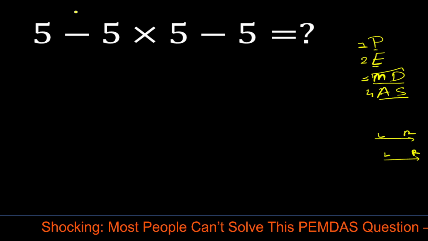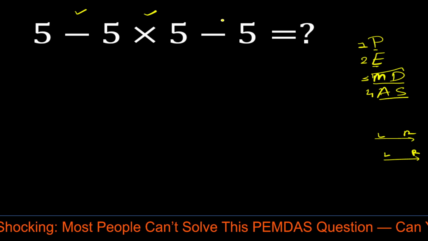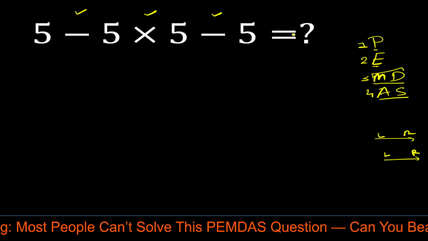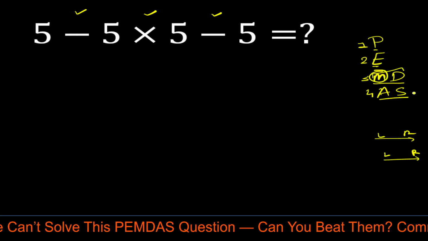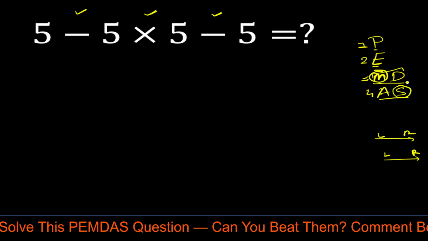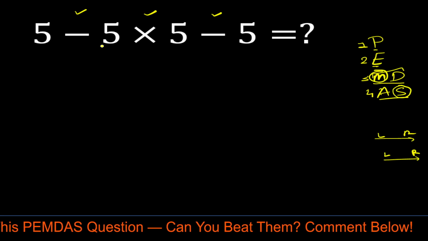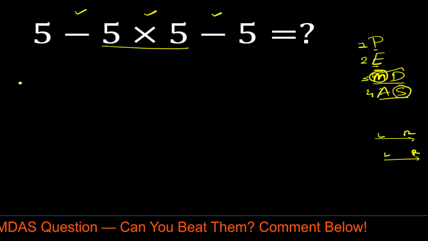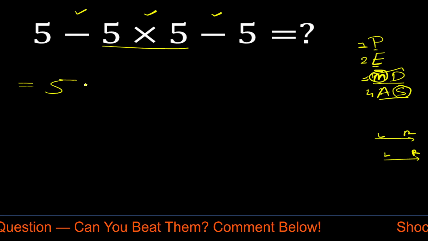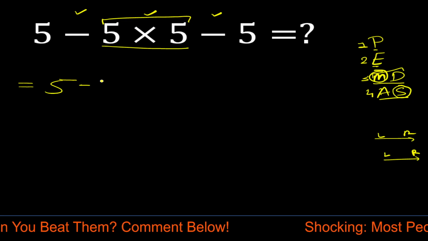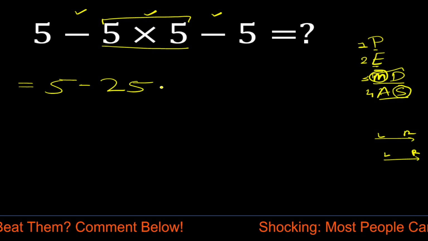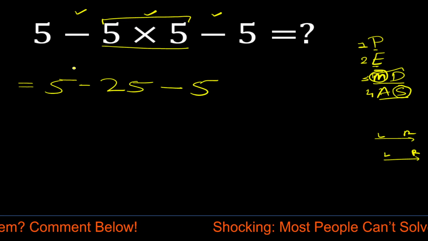So in this question, here we have one subtraction, here multiplication, and here we have one another subtraction. So according to the PEMDAS rule, first we have to solve multiplication, then we have to solve subtraction, right? So first we have to solve this multiplication. So now 5 minus, now solve this multiplication, 5 times 5 is equal to 25, minus 5.